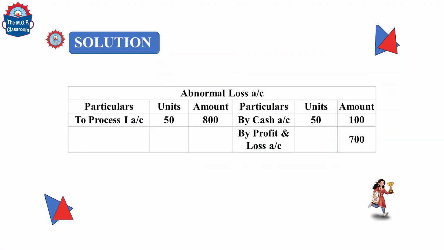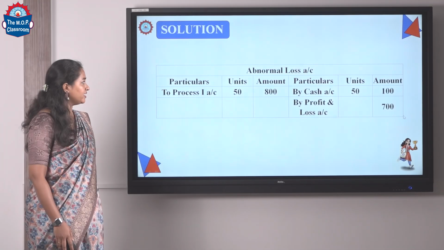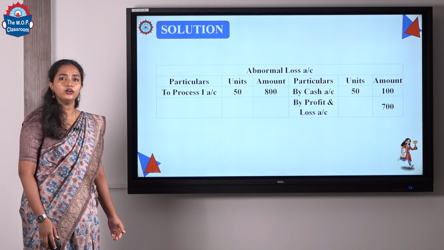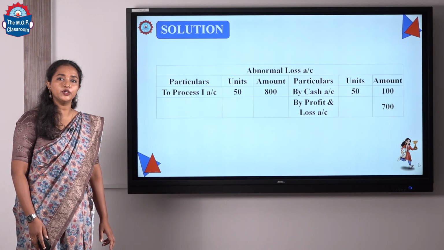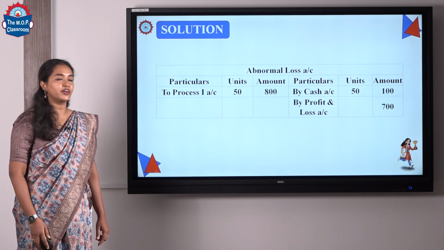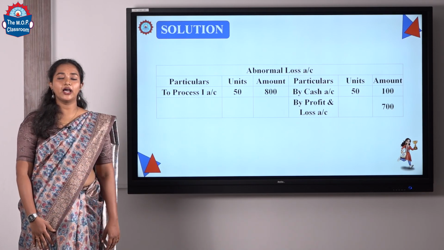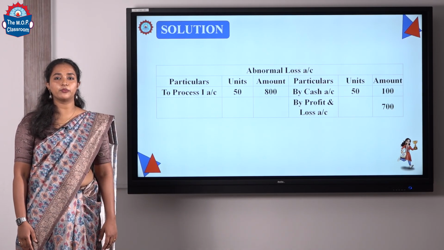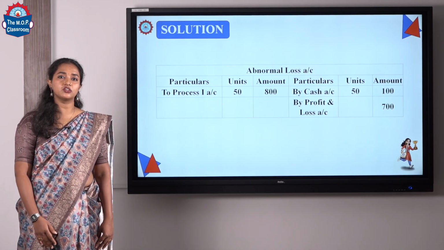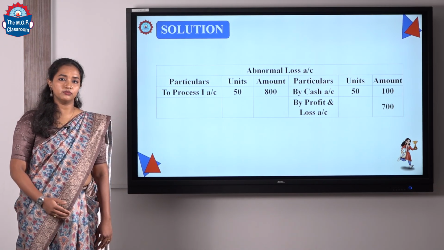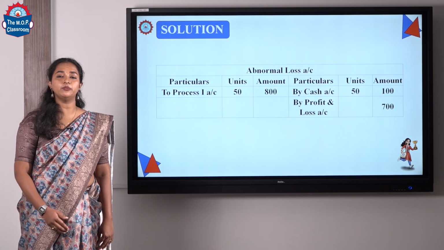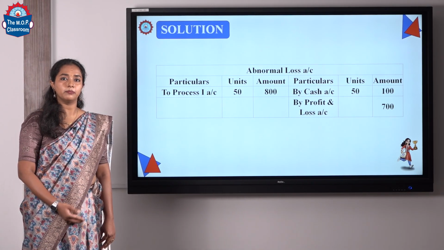Now, under abnormal loss, on the left, we have transferred from the process 1 account, which is rupees 800. Of this 800, 100 rupees of cash is being remitted. The balance of 700 is being transferred to P&L account, and this is for final accounting purpose. By now, I hope you would have understood the uses of equivalent production. Without it, we would have just gone ahead with 600 units and ignored that 250 units. But because of knowing equivalent production, we were able to allocate the cost in a better way.